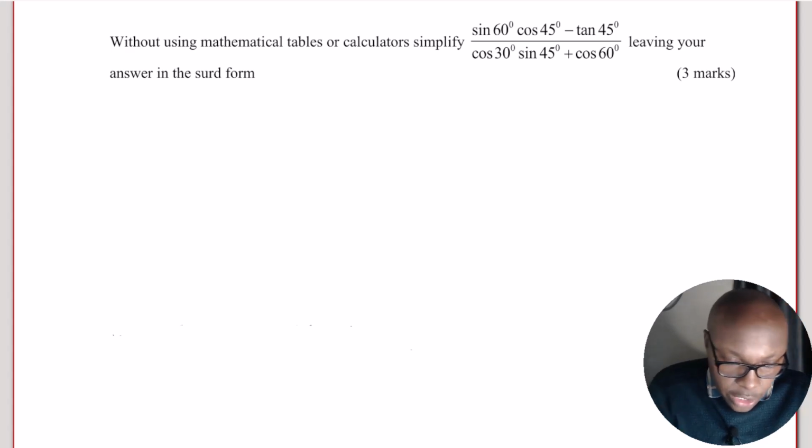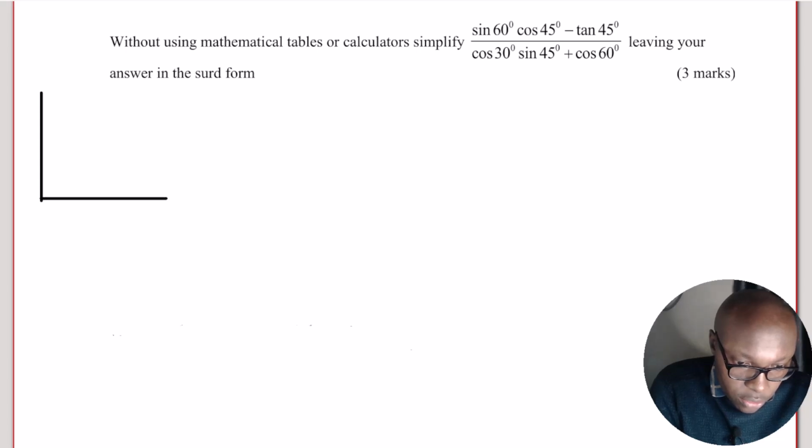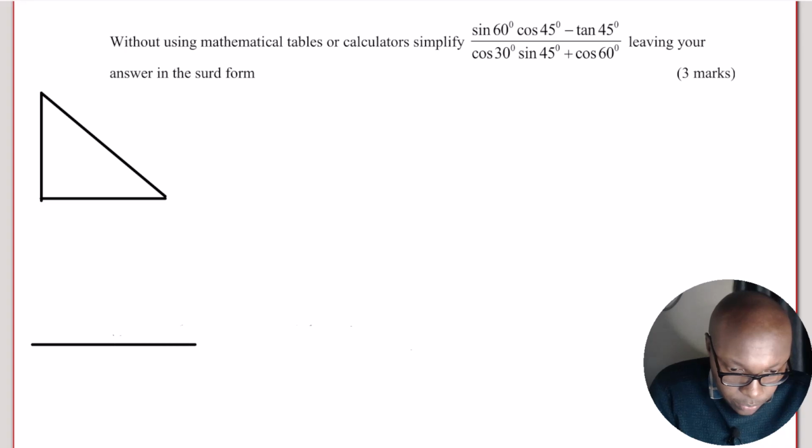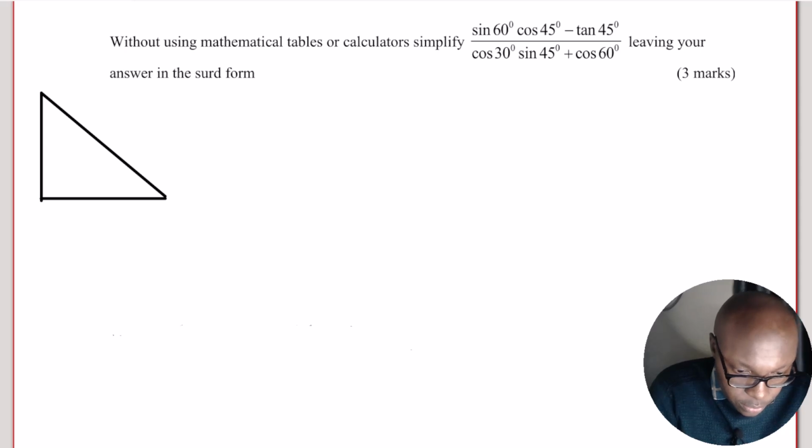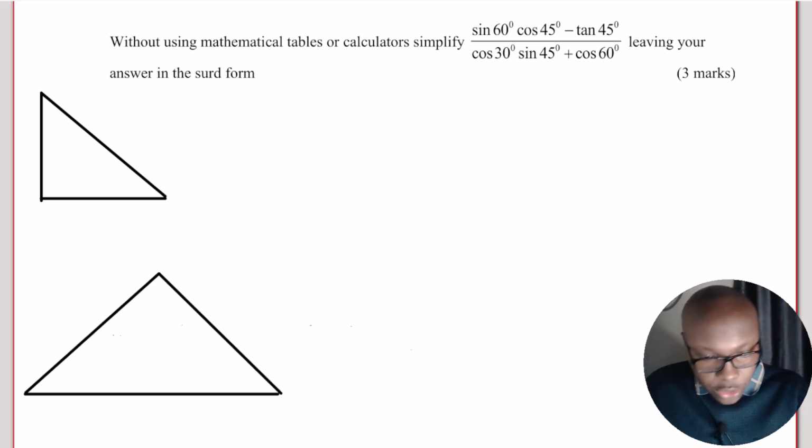We shall use two types of triangles. The first one is an isosceles right angle triangle, and another one is an equilateral triangle of sides 2 units. So let me construct a bigger one here. Those are the two that you need.